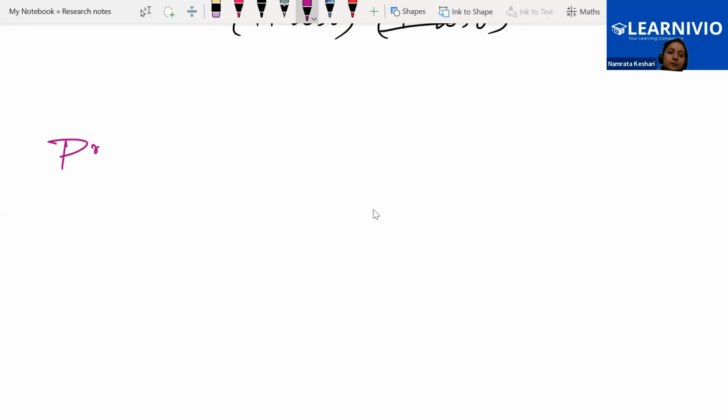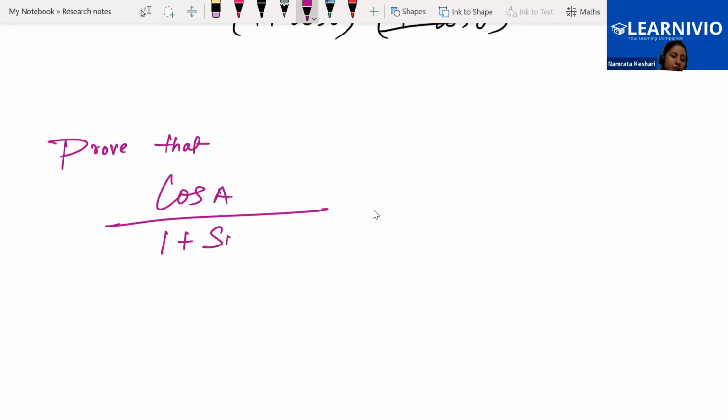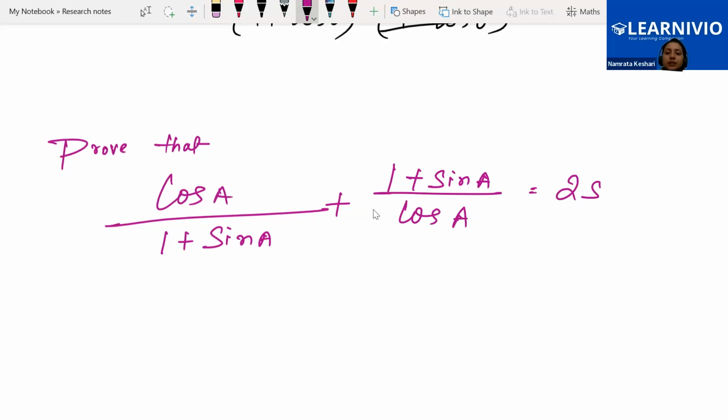Prove that cos A by 1 plus sin A plus 1 plus sin A by cos A is equal to 2 sec A.